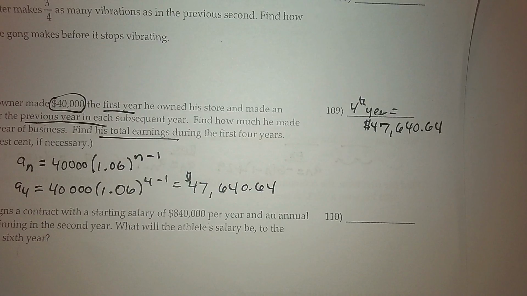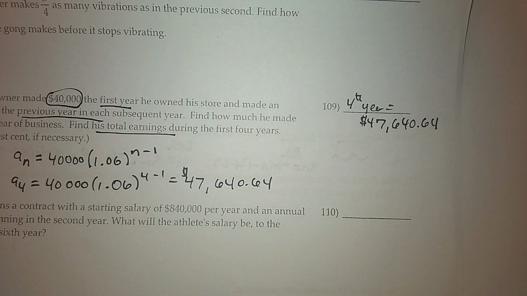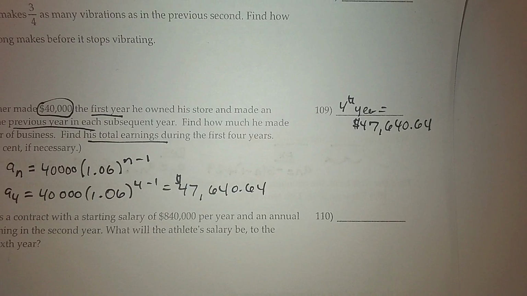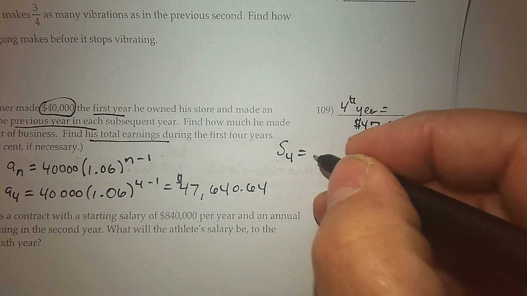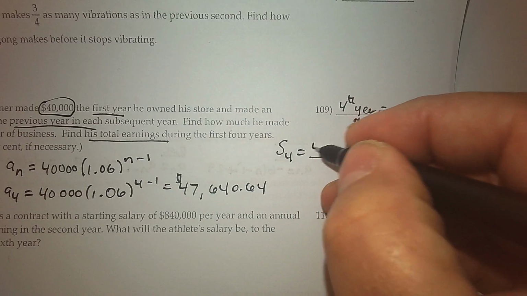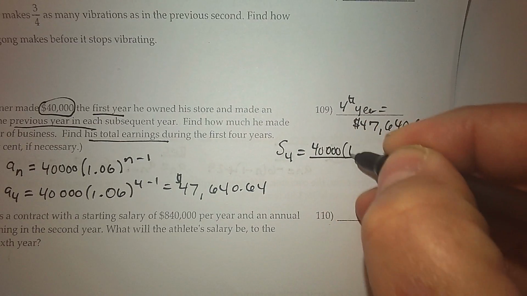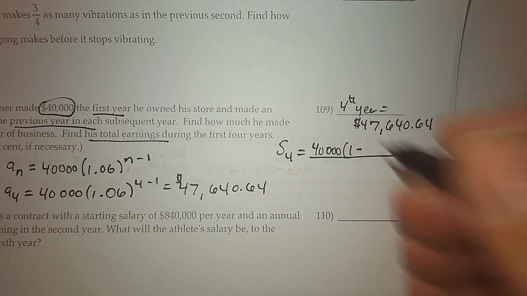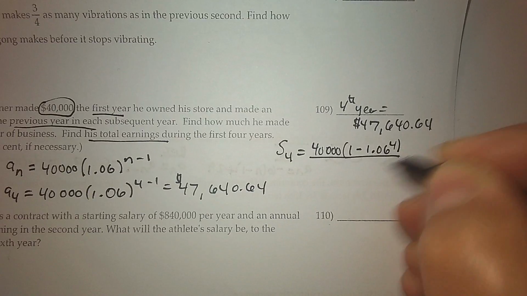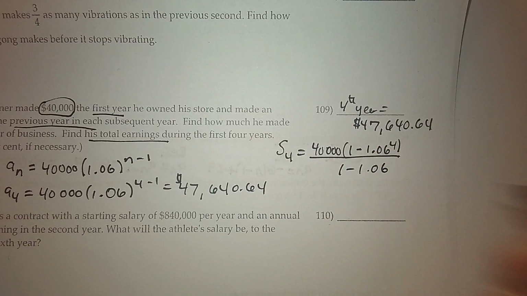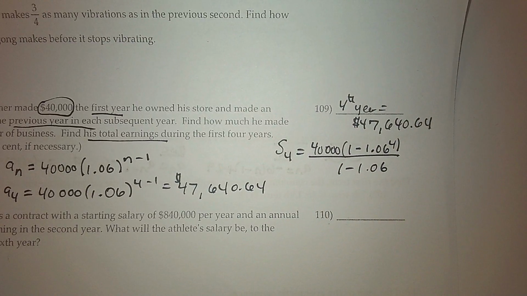Now, what's the second part of the question? What word do you see is total earnings? That means you've got to add it up, right? And what's the formula to add up the first 4 years? Big fraction line. We start with 40,000. 1 subtract, what's the ratio again? 1.06 to the 4, and then the denominator, 1 subtract what the common ratio is. And now use your calculator.